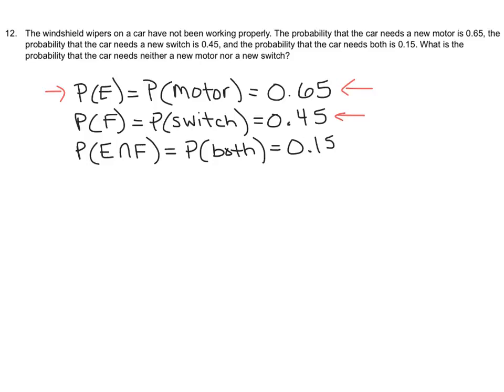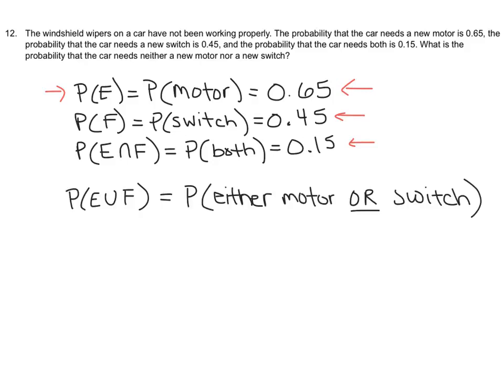Then the probability of the intersection, which is the probability of needing a new motor and a new switch, is 0.15. If we look at the things that are given to us, we have most of the pieces of information in the union formula. So I know that I'm probably going to need to use the union formula. Now the union of the two events is the same thing as finding the probability of either getting a new motor or a new switch.